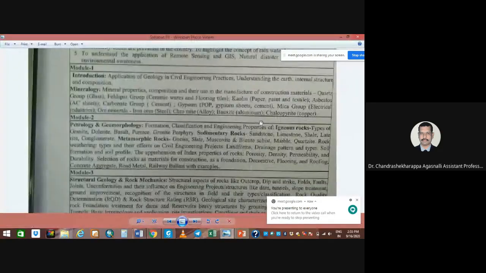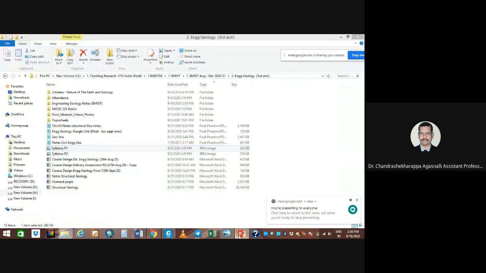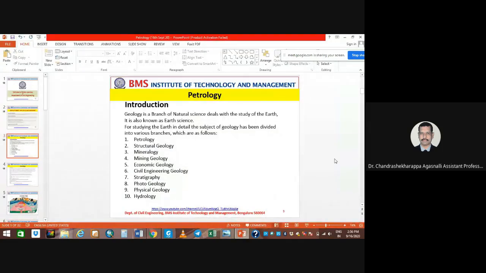Almost all we covered: bauxite, chalcopyrite, iron ore, mica and kaolin, carbonate and gypsum, right? So now let's go with petrology. It's a study of rocks. It's a branch of geology, which deals with the study of rocks. So then, what is a rock?